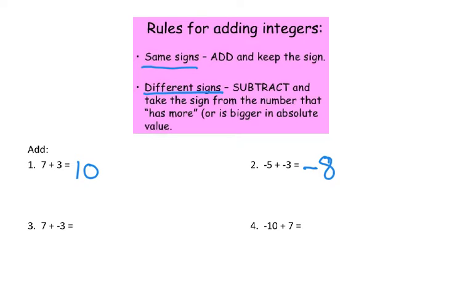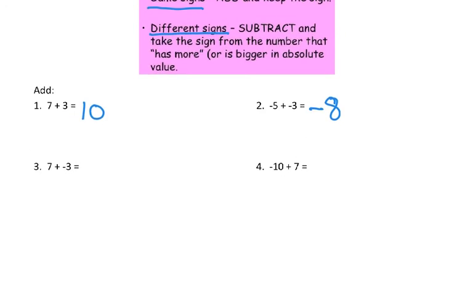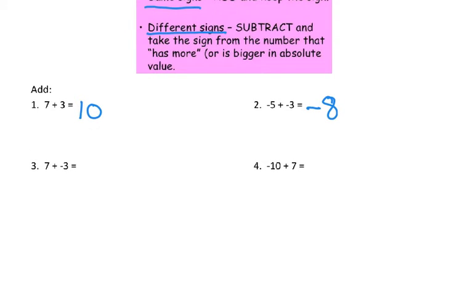Now it gets a little trickier. We're going to move up so I have some more room. 7 plus -3. These have different signs. So this time we need to subtract and take the sign from the number that has more, or is bigger, in absolute value. So 7 minus 3 is 4. That's our subtraction. The 7 is larger and it's positive, so my answer stays positive.